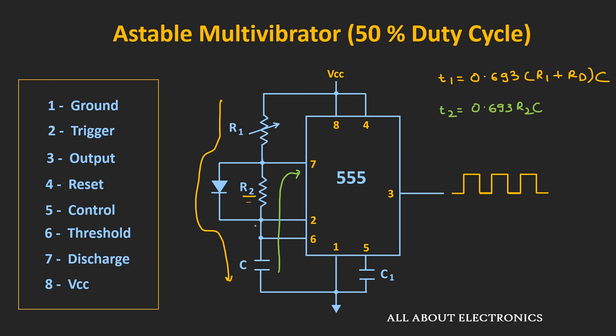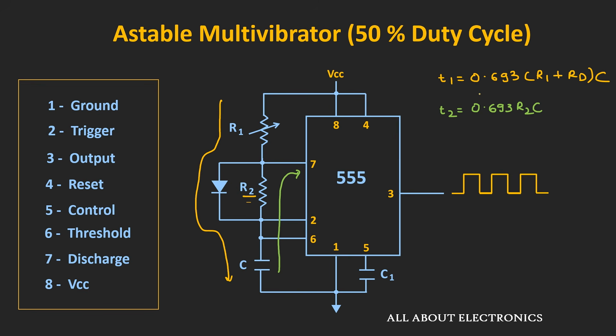And during the discharging time, this diode will remain off. So this capacitor will get discharged through this resistor R2. So the discharging time T2 can be given as 0.693 times R2 times C. So now if we adjust the value of R1 in such a way that this R1 plus RD is equal to R2, then it is possible to achieve a 50% duty cycle.